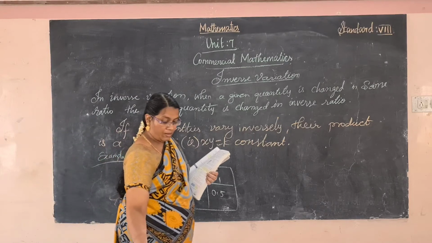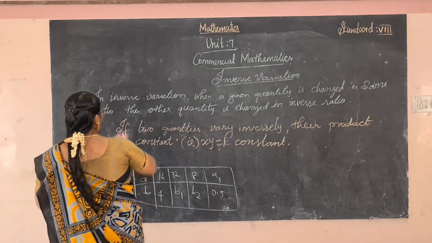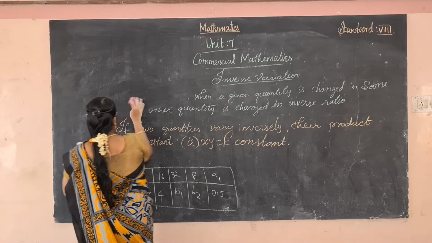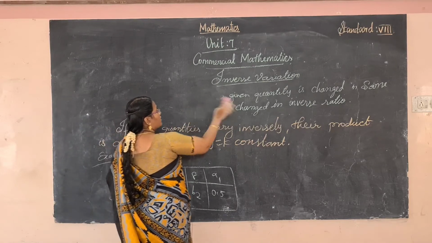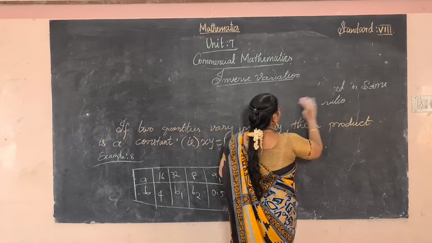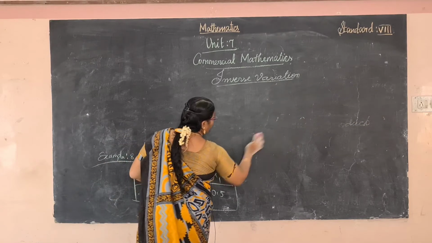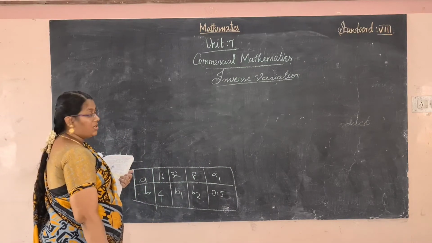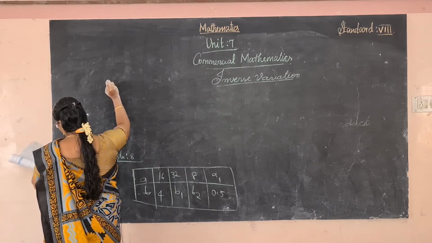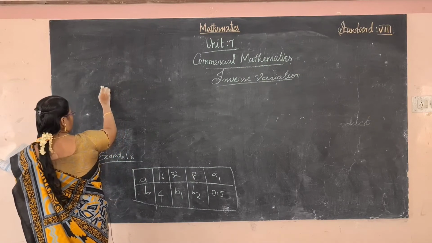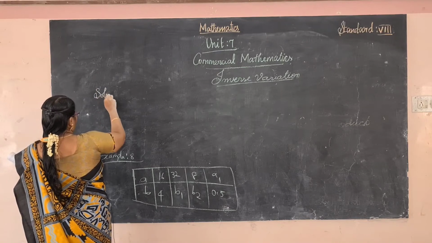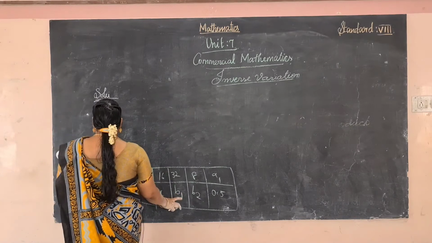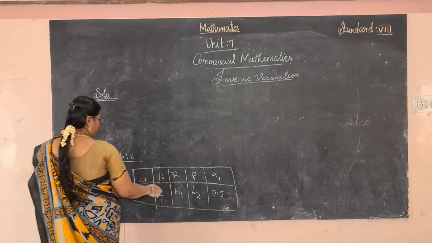So what is the definition of inverse variation? When a given quantity is changed in the same ratio, the other quantity is changed in the inverse ratio. What is the formula? x into y, the product of the quantities, is equal to a constant. Solution for this problem: consider these two values. The product is the same here.